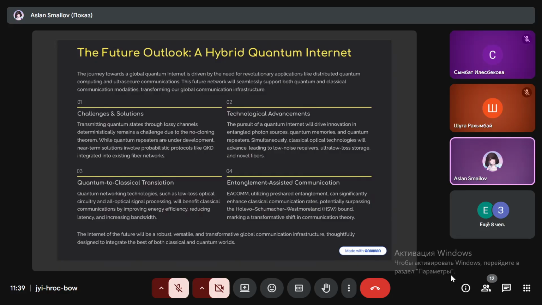And as a conclusion for this, the Internet of the future will be a robust, versatile, and transformative global communication infrastructure thoughtfully designed to integrate the best of both classical and quantum worlds.